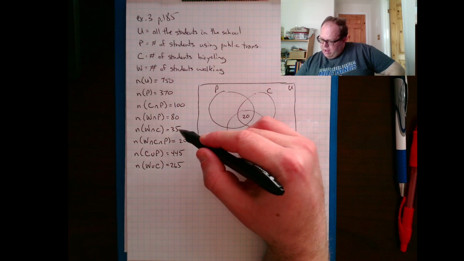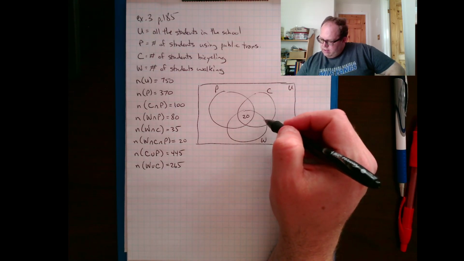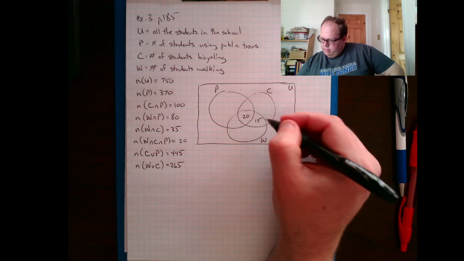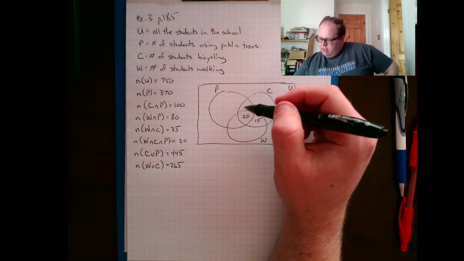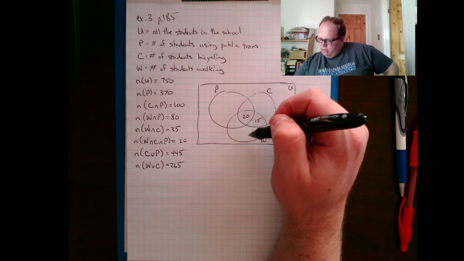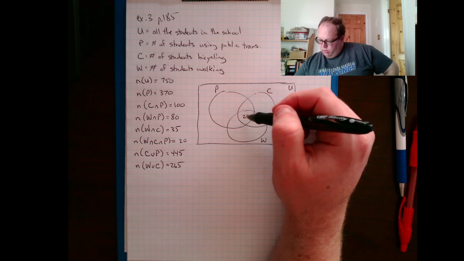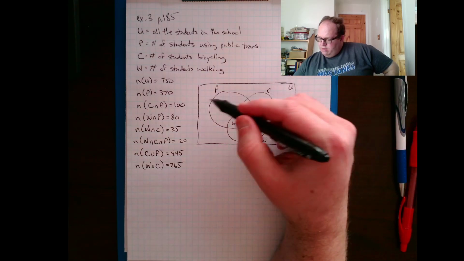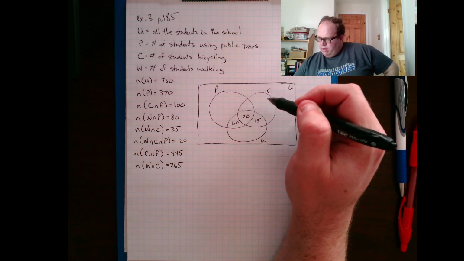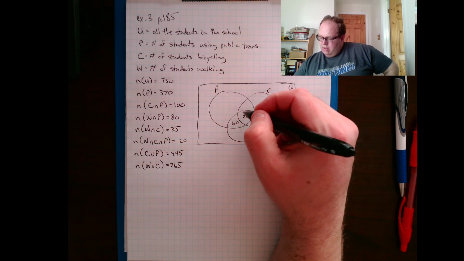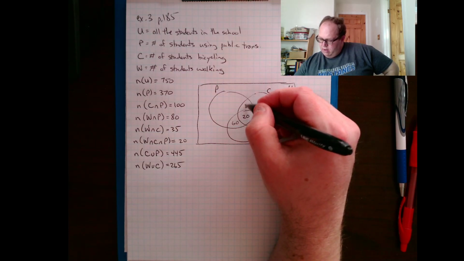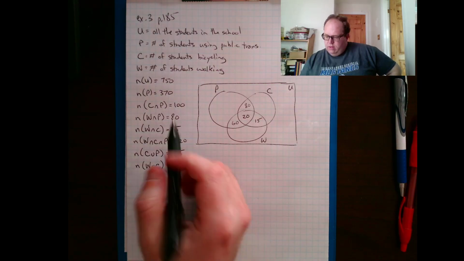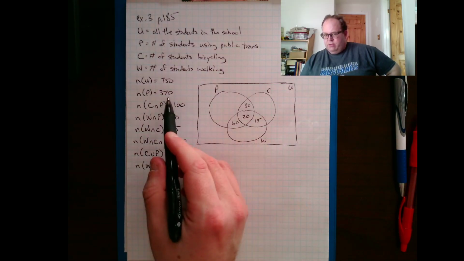Now there's 35 people in the intersection between W and C, 20 of whom are accounted for here. There's 80 people in the intersection between walking and public transit, 20 of whom have been accounted for already. And there's 100 people in the intersection between cycling and public transit, 20 of whom are accounted for here, leaving another 80 out there. The total number of people using public transit is 370.